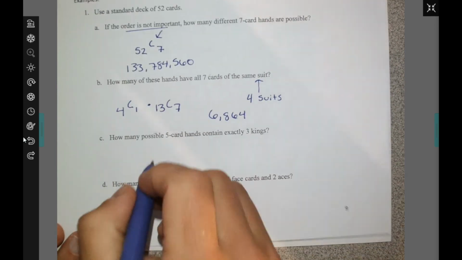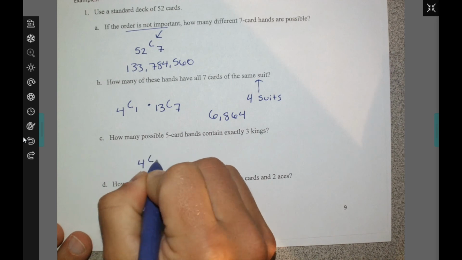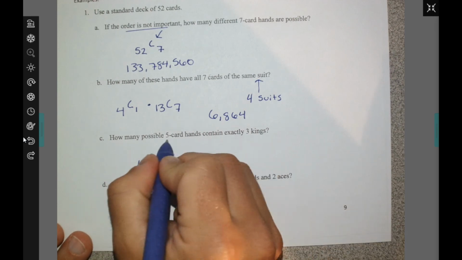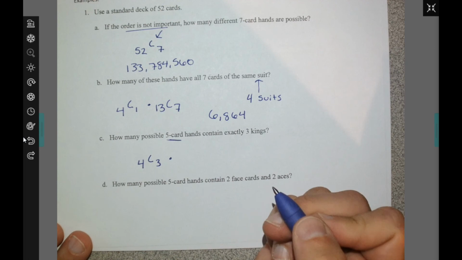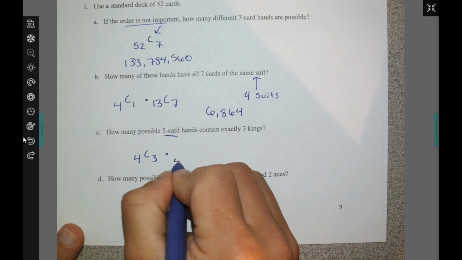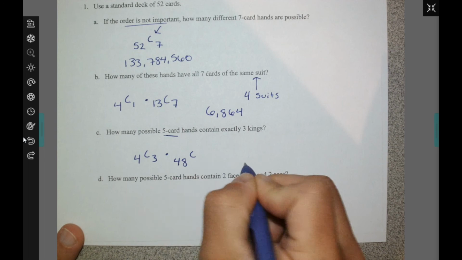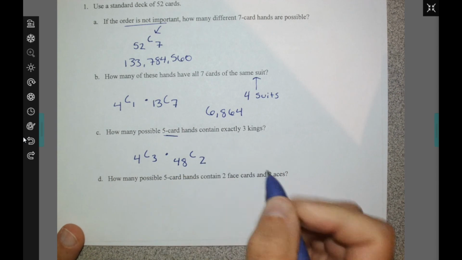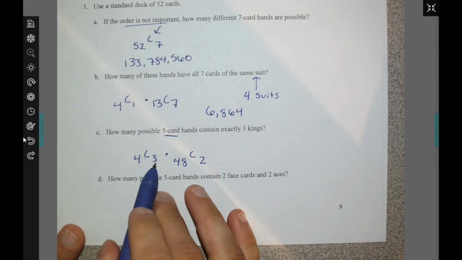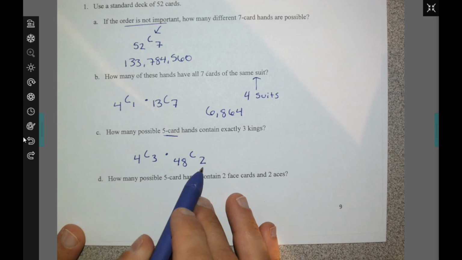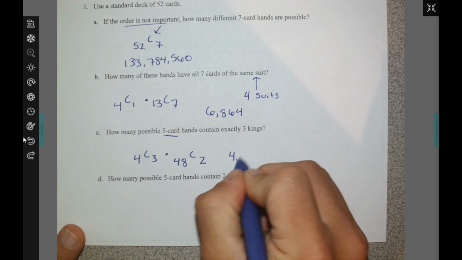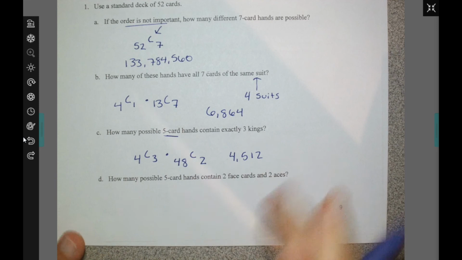C, I want to know how many possible 5-card hands contain exactly 3 kings. In a deck of cards, there are 4 kings, so we are going to choose 3 of them. And then since it's a 5-card hand, we need 2 more cards. So there are 48 other cards in the deck that are not kings. We want to choose 2 of them. So we have 4C3 times 48C2. That's going to give me 4,512 possible hands.